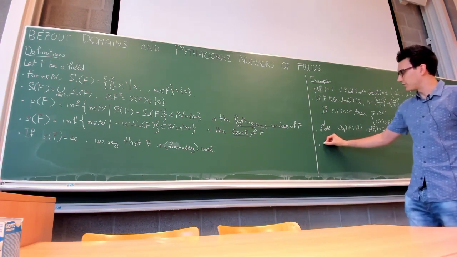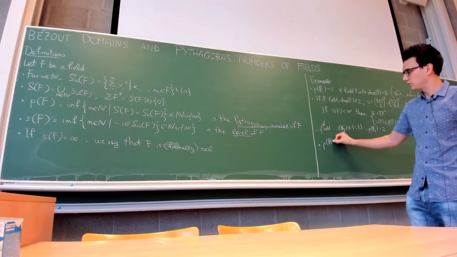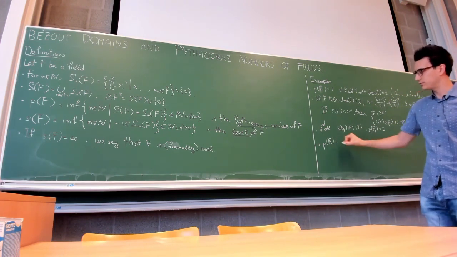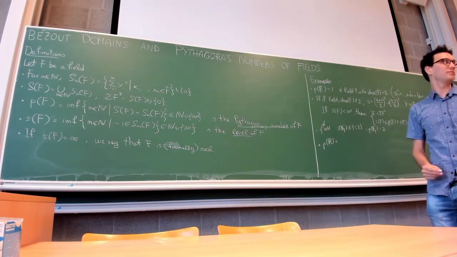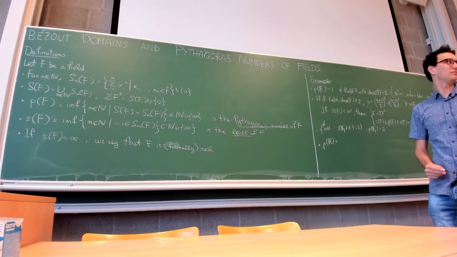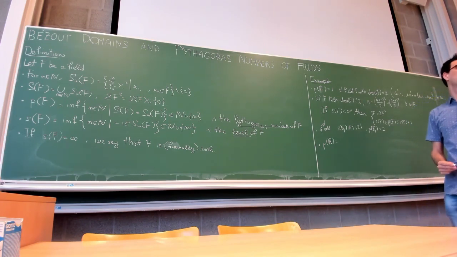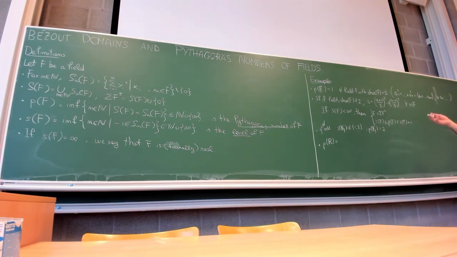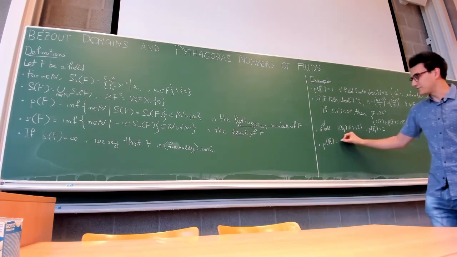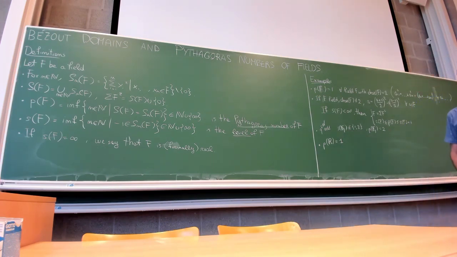Let's go on. So the Pythagoras number of the real numbers, what is it? 4? No. The Pythagoras number: take any sum of squares, it's a positive element, right? In the real numbers, sums of squares are positive. So since it's positive, I can take the square root. It will be again a real number, so any sum of squares is a square.